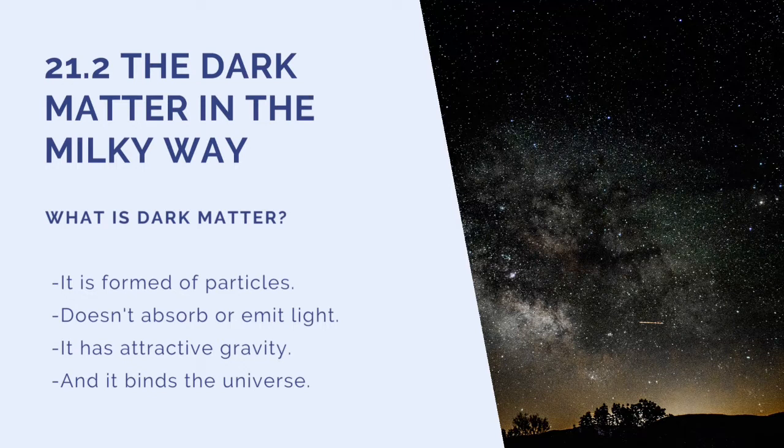Dark matter is formed of particles, and it is not just ordinary atoms. Second, it doesn't absorb or emit light. In other terms, it does not interact with the electromagnetic force. Third, it has an attractive gravity which keeps the stars from swirling out into space as well as gives speed to galaxies' rotation. And lastly, dark matter binds or holds the universe.